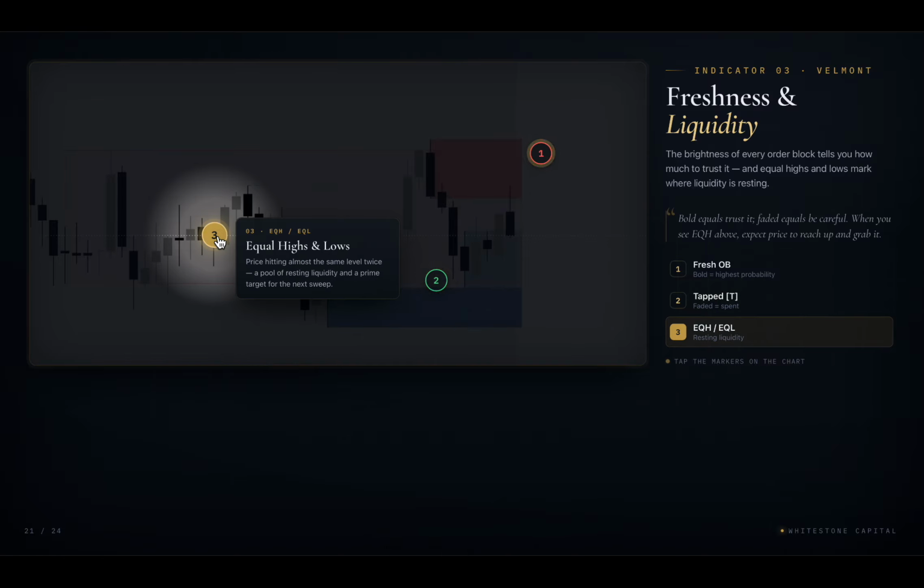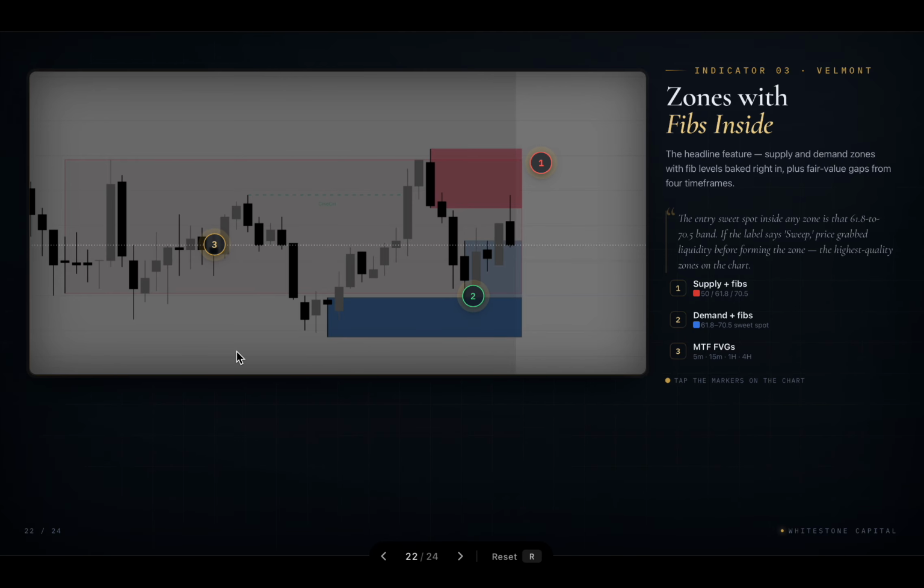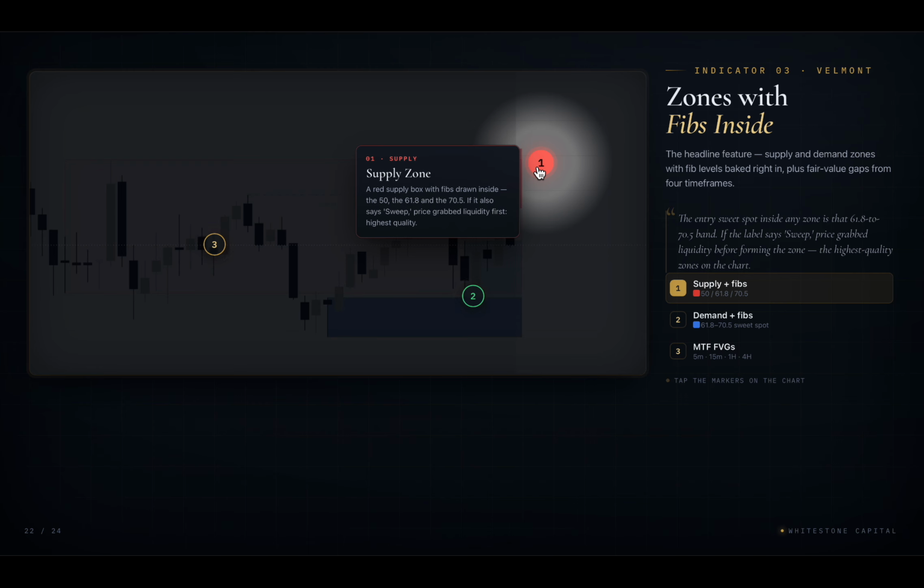Price hitting almost exactly the same level twice. That's a pool of liquidity resting right there and a prime target for the next sweep. Velmont also plots fair value gaps from multiple time frames at once: 5-minute, 15-minute, 1-hour, and 4-hour. The bigger the time frame, the stronger the gap.